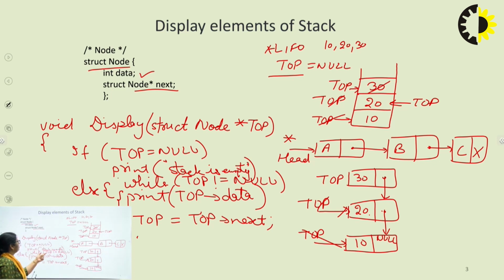So when we will do while top not equal to null, this condition will not be satisfied. So we will stop here. So what happened? Firstly 30 is displayed, then 20, then 10. The top element, then next, and then next. So this is our display function for the stack display data.